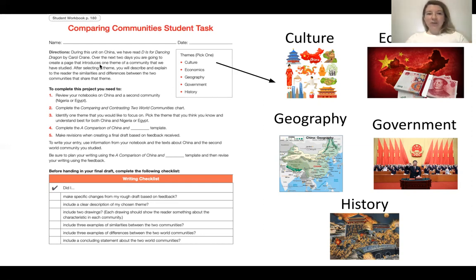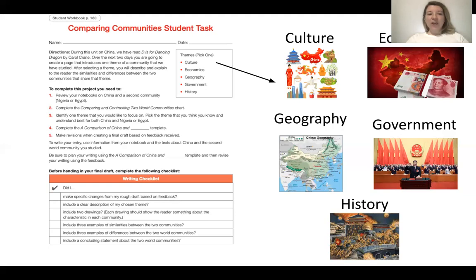Now let's read the next part of the directions that tell you how to complete the project. To complete this project, you need to: 1. Review your notebooks on China and a second community, Nigeria or Egypt. 2. Complete the comparing and contrasting two world communities chart. 3. Identify one theme that you would like to focus on. Pick the theme that you think you know and understand best for both China and Nigeria or Egypt. 4. Complete a comparison of China and blank template. 5. Make revisions when creating a final draft based on feedback received.